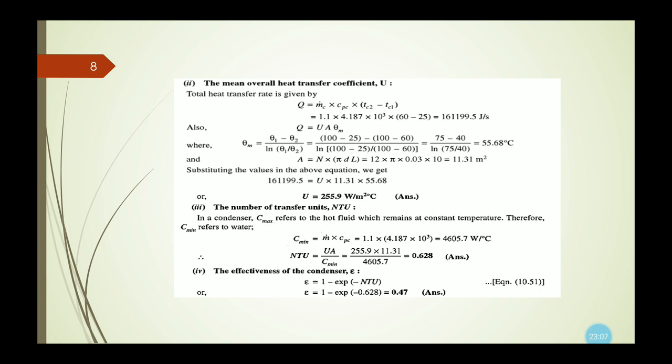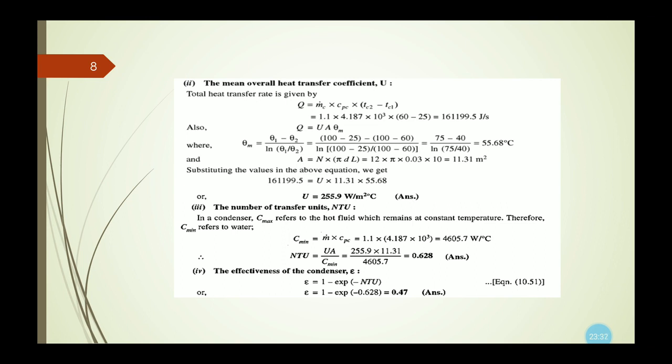The area we can also calculate from the 12 tubes, that is n multiplied by pi d l. This comes to 11.31 meter square. Now substituting these values in the earlier equation, we can calculate the mean overall heat transfer coefficient capital U, which comes to 255.9 watt per meter square degree centigrade.